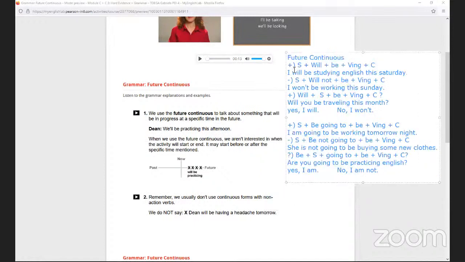Always we can use with both auxiliaries and always with be and ing, okay? But always we have to remember that this be of continuous has to be static. Okay, perfect. So here we can see some examples.